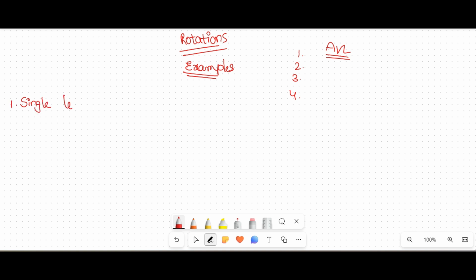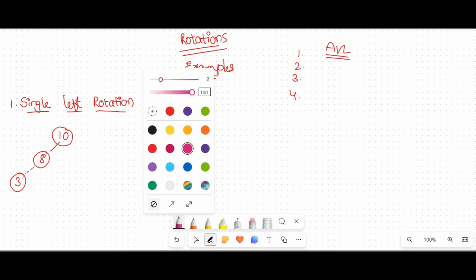Single left rotation. Single left rotation means, suppose 10 and 8 are there. Now I am inserting one new element, like 3. By inserting 3, the tree is growing towards the left side. After insertion, find out the balance factors.